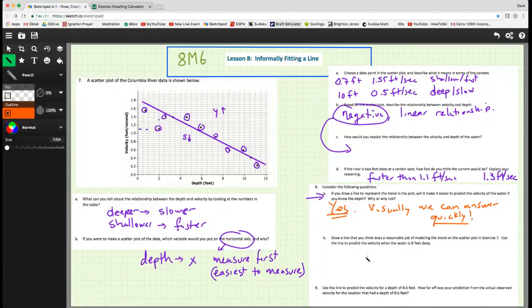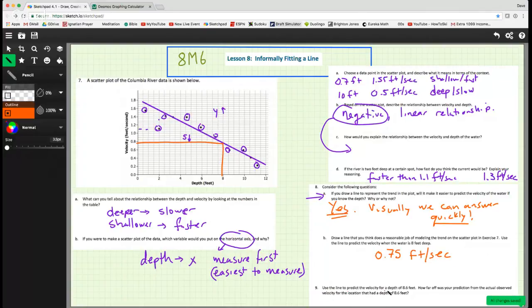So check this out. Draw a line that you think does a reasonable job of modeling the trend line. So we just did that. And predict when the water is 8 feet deep where it's going to be. Well, geez, we could do that so fast. If it's 8 feet deep, boom. We predict that it's going to be 0.75 feet per second.